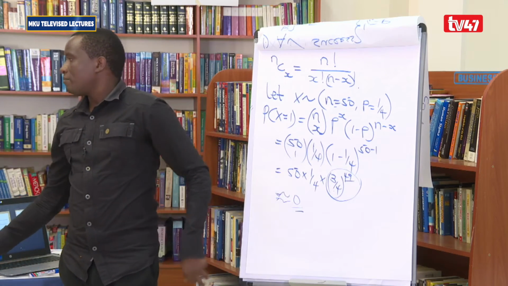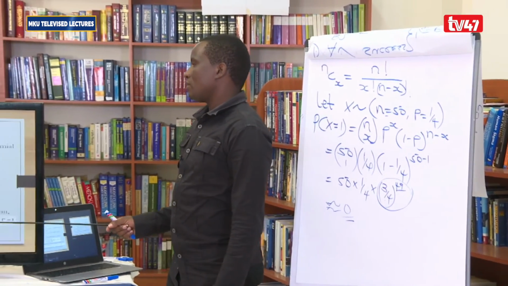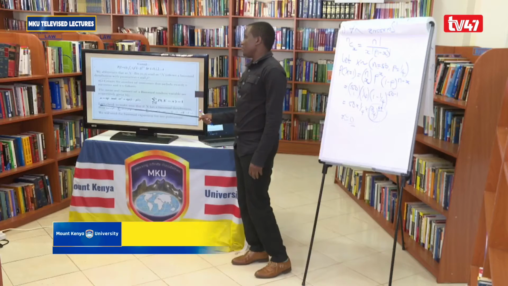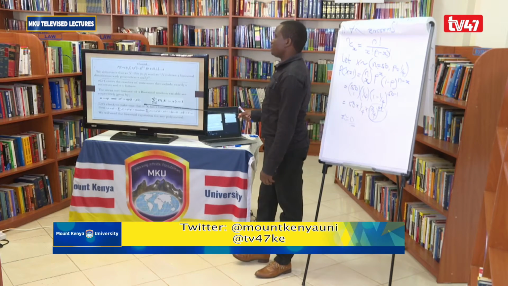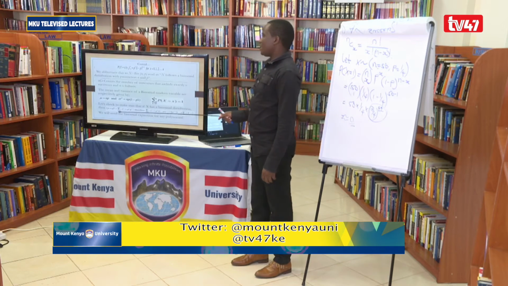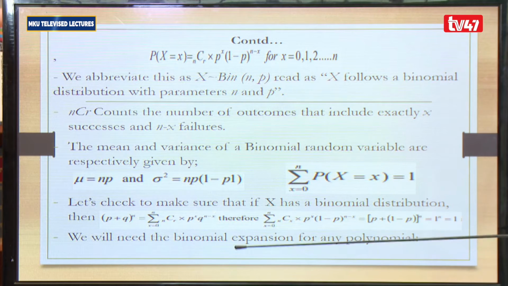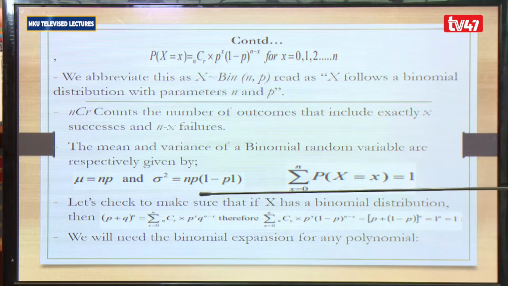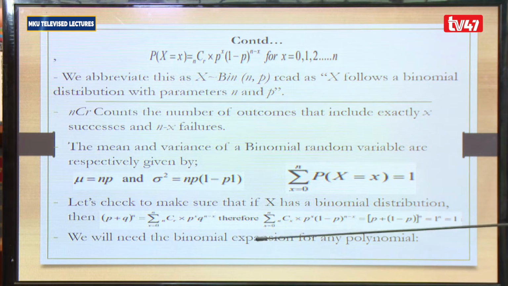Then we can come back here. The mean and variance of a binomial random variable are respectively given by the mean np and the variance sigma squared equals np(1 minus p). These proofs can be done by applying the binomial theorem. We can also show that it's truly the binomial random variable or the binomial PDF.